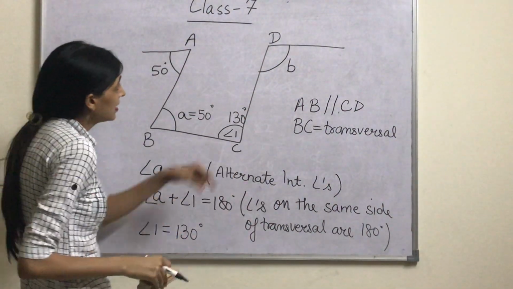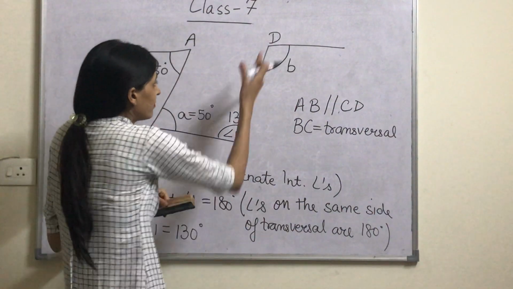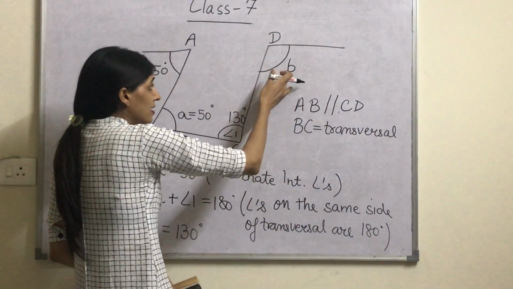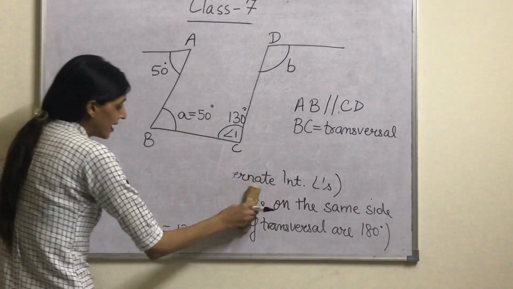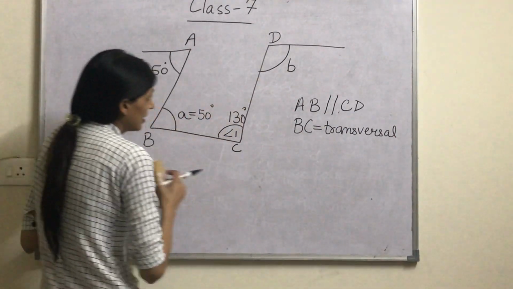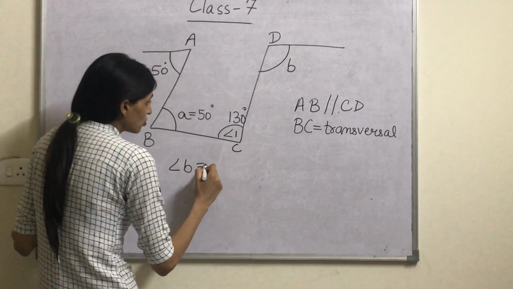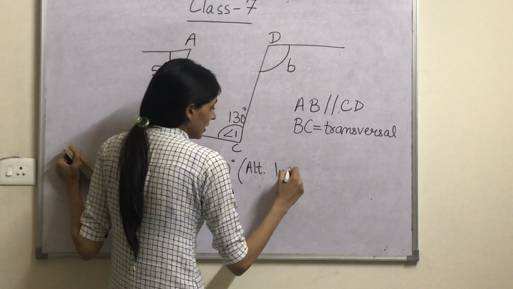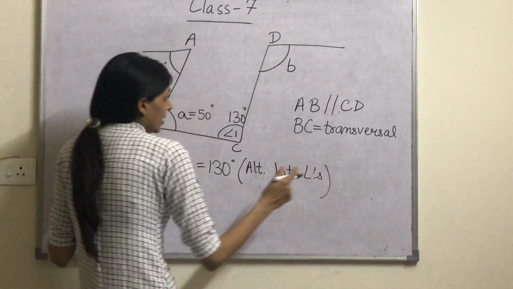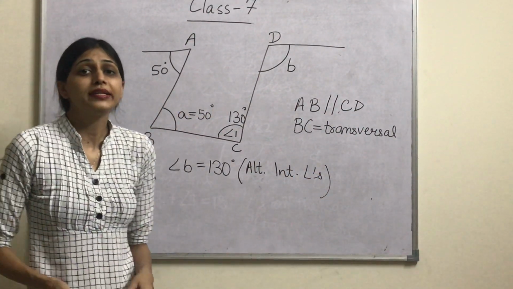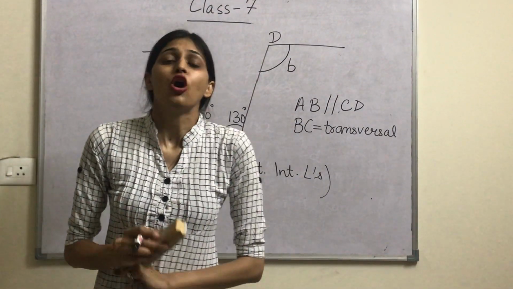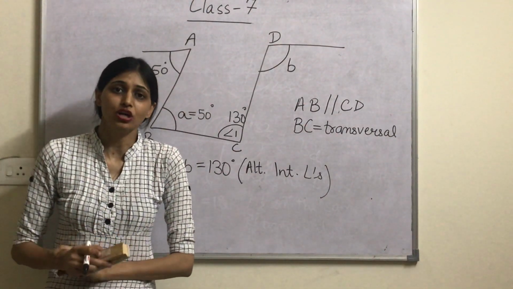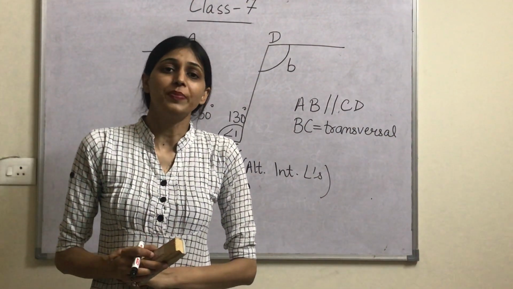Now again, these are the two lines and this is the transversal cutting the two lines. So alternate interior angles are equal. So can I write it as angle B is equal to 130 degree, alternate interior angles. So in this way you can solve multiple questions based on alternate interior angles, corresponding angles and angles on the same side of transversal. I hope the topic is clear to you.